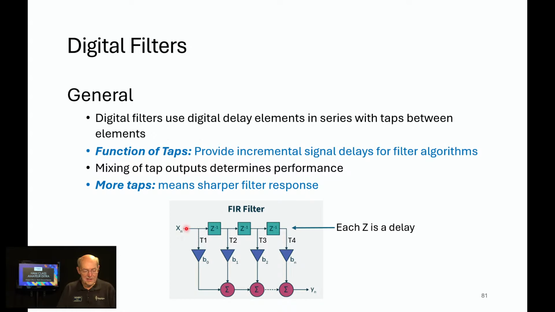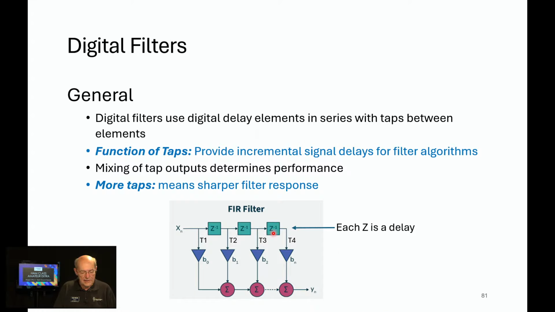I really like this diagram. I found this after we had been teaching this for a couple of years, and this makes a lot of sense. These green boxes are delays. So everything we've talked about before have been analog filters with coils and capacitors or cavities or crystals, that sort of thing. Now we're advancing to digital filters, and some amazing electronics here. So digital filters use digital delay elements in series with taps between the elements.